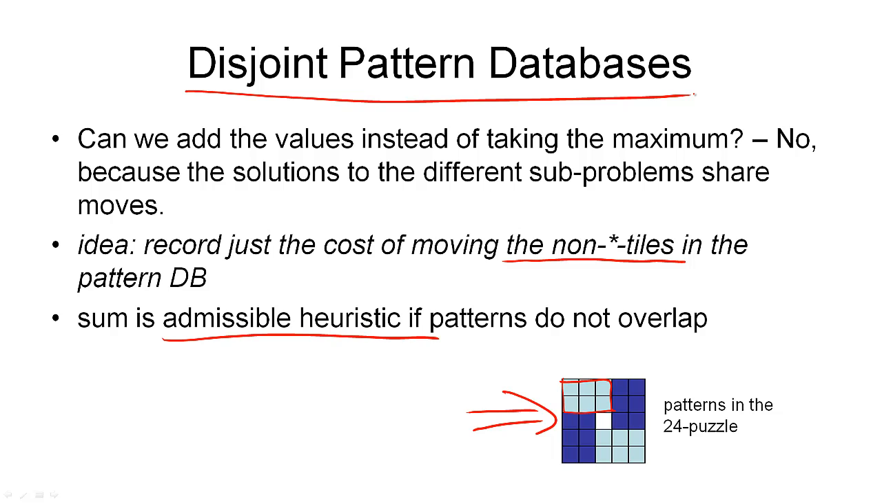Unfortunately, it's not always possible to find disjoint pattern databases that work. One example where this hasn't been found yet is the Rubik's Cube. But where these heuristics exist, for example in the 24 puzzle, they seem to be the best heuristics around at present.